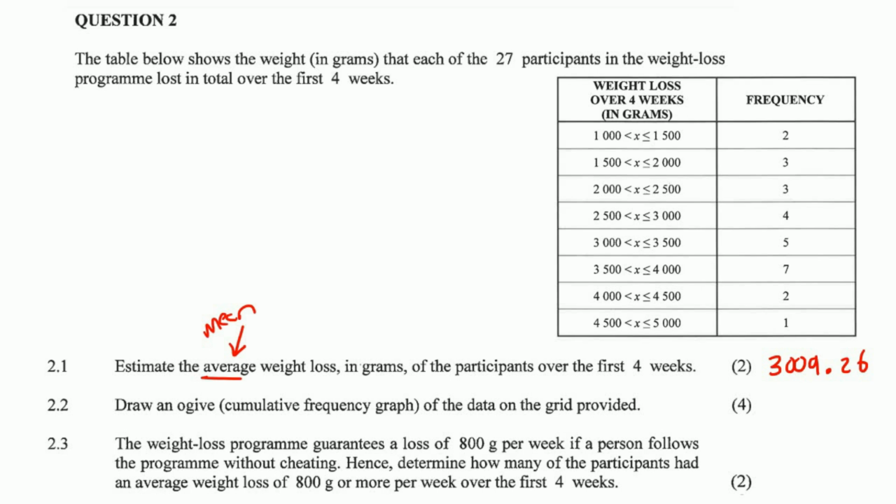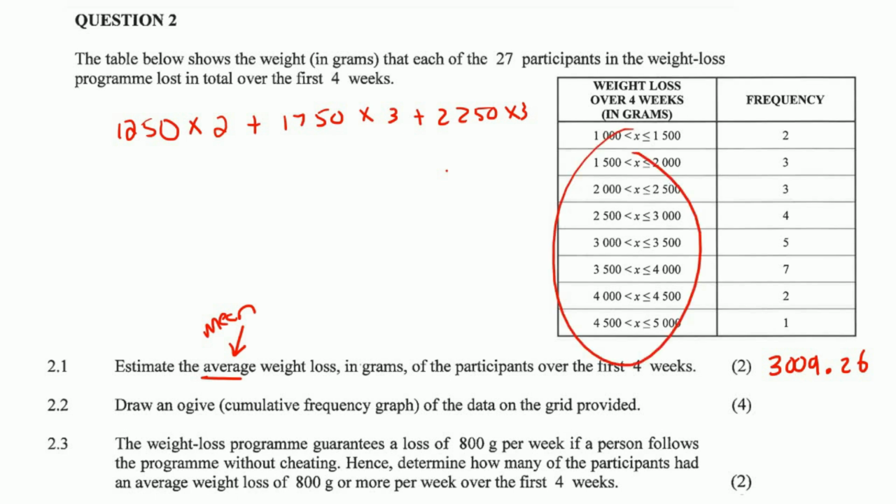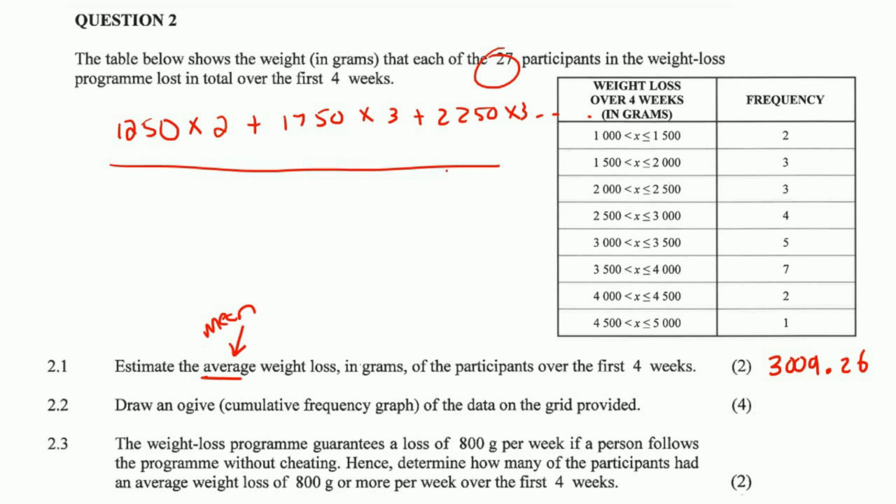Okay, and then if you didn't want to use the calculator method, you would have to say 1,250 times 2 plus 1,750 times 3 plus 2,250 times 3. And you would go on for all of those. And then at the end, you would divide by how many people there are, which is 27. But that's also the same if you add these up. That'll also be 27. And that would give you the exact same answer.